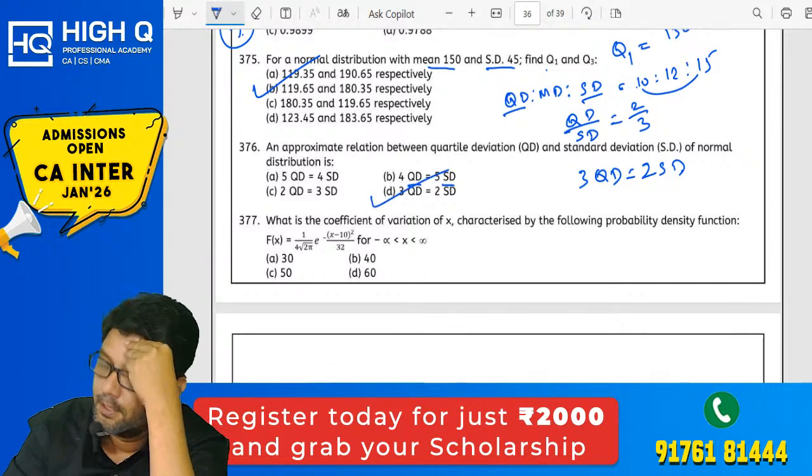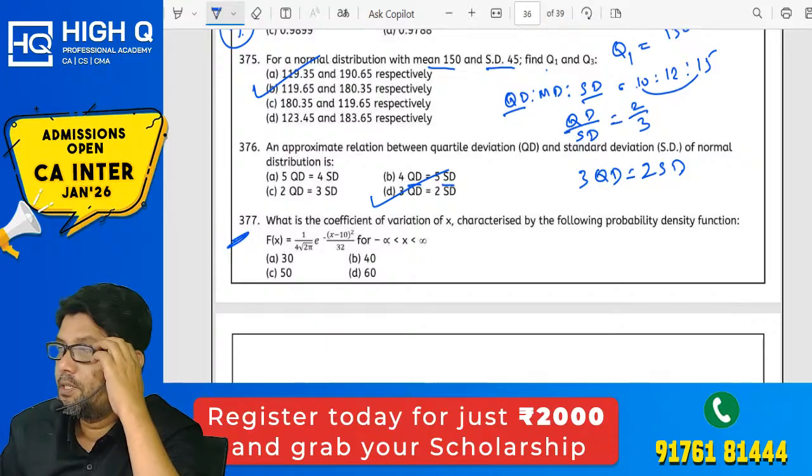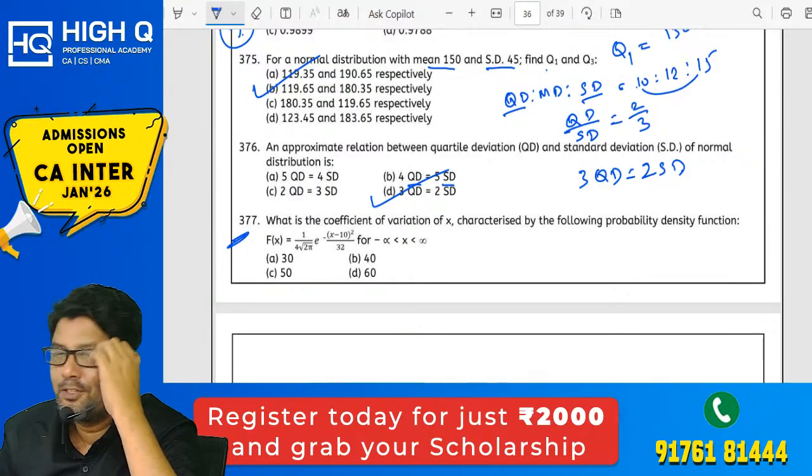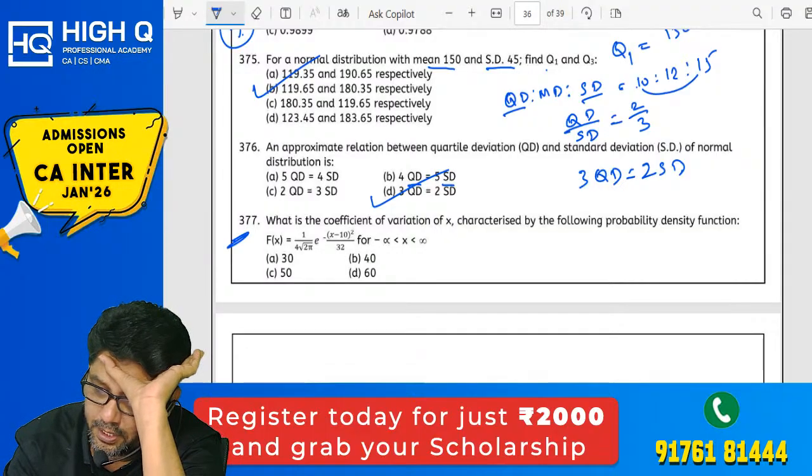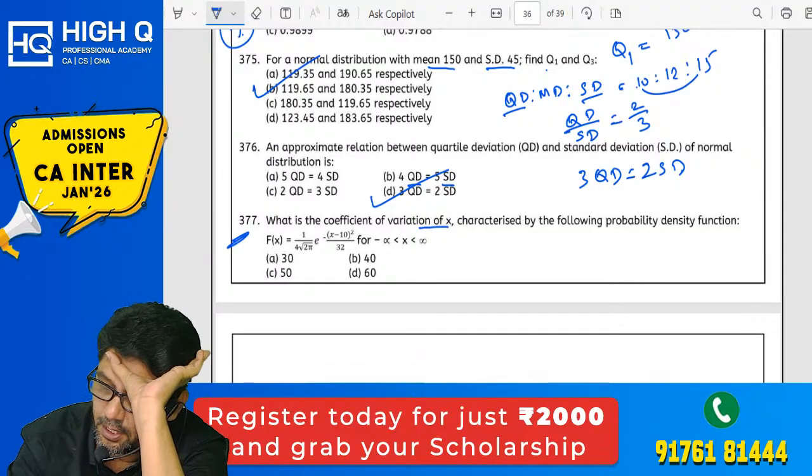Correct? See, this type of question comes now. Please don't leave. Such a beautiful question this is. Look at this. What is the coefficient of variation of x? What is the coefficient of variation formula, my dear? Sigma by mu into 100.